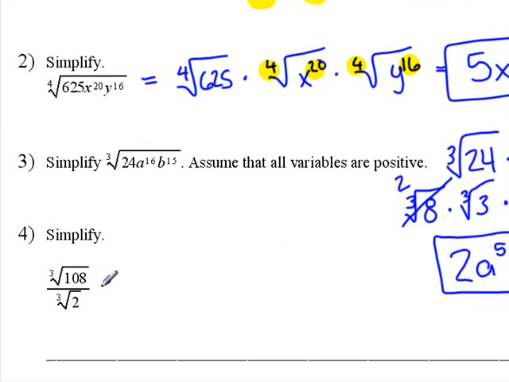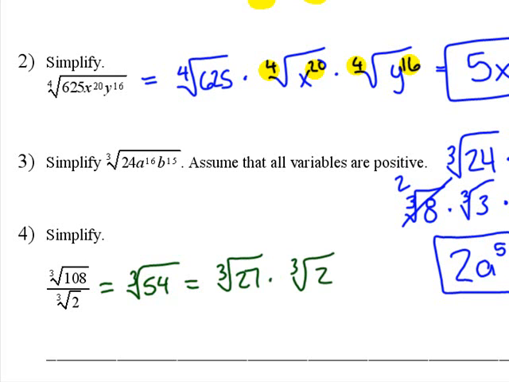Number 4, let's switch colors here so we don't combine in with that. The cube root of 108 divided by the cube root of 2 should be the cube root of 54. 108 divided by 2 is 54. Since they're both under cube roots, we can go ahead and combine with division. 54 is not a perfect cube, but it has a perfect cube factor of 27. Cube root of 54 is cube root of 27 times the cube root of 2. The cube root of 27 is 3, and the cube root of 2 will not simplify. So we're simplified down to 3 cube root 2.